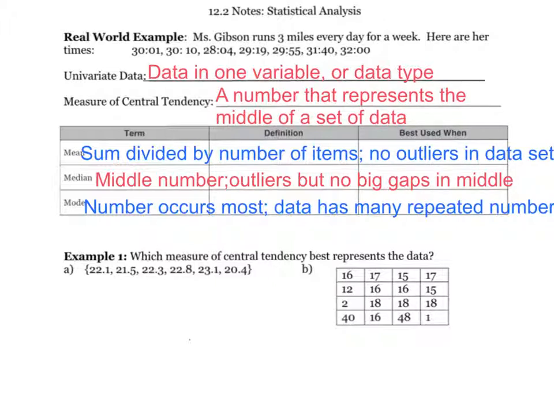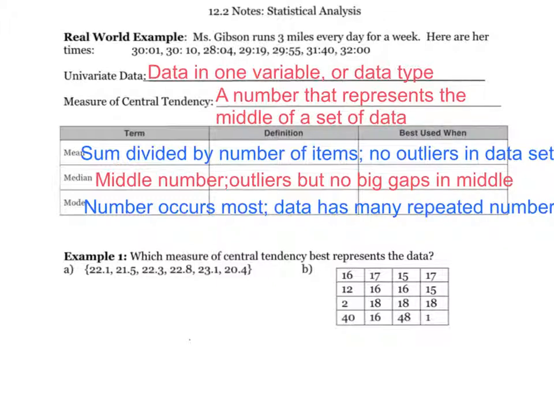Then we look at median. And when we talk about median, we're just looking for the middle number. And that means the middle number when they're lined up in least to greatest order. There could be 2 middle numbers, and in that case we'd add those 2 together and divide by 2. We're going to want to use this one when there are outliers, but there's no big gaps in the middle. So maybe on this set of data, if there was one that took her 50 minutes, then we would use median because there would be an outlier, but there still wouldn't be any gaps in the main set of data.